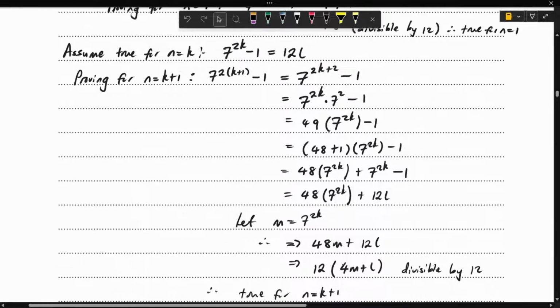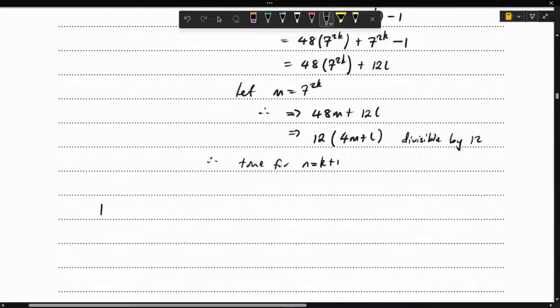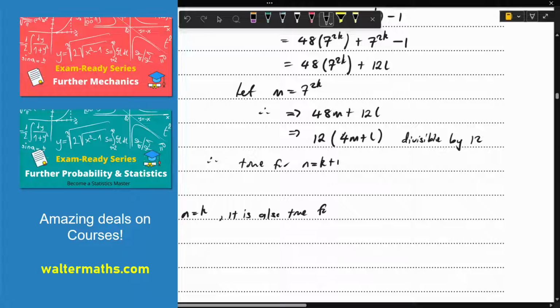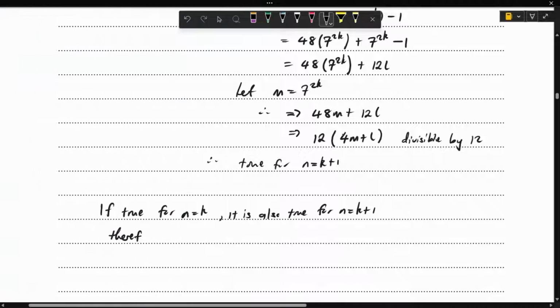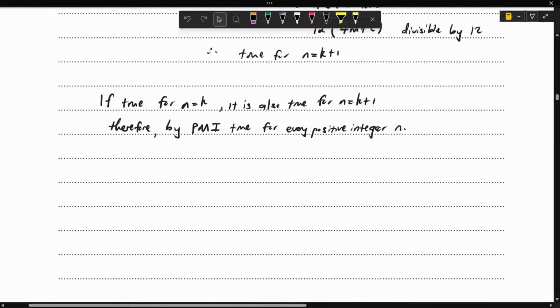Alright. So if that is so, we can therefore write down the conclusion that if true for n is equal to k, it means that it is also true for n is equal to k plus 1, and therefore by the principle of mathematical induction, it has to be true for every positive integer n. So that's how we answered this particular question. Let's go on to number 3.